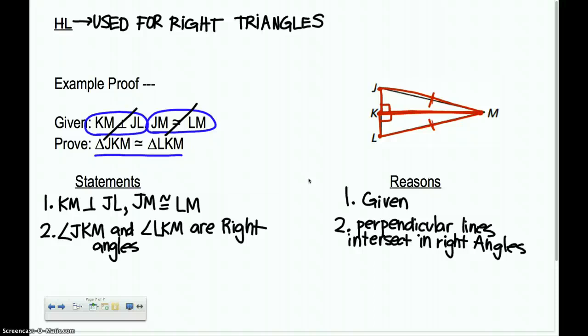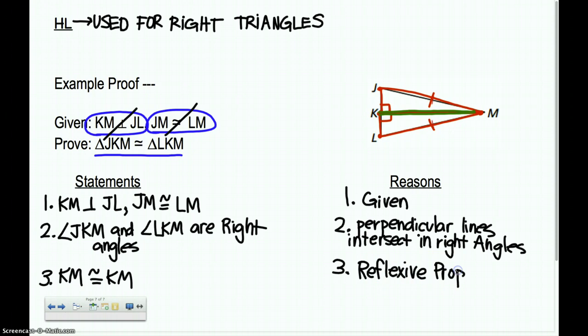Well, we can easily see that we have an overlap. KM happens in both triangles, which means if it occurs in both, it's congruent in both. KM is congruent to KM. Why? Oh, the reflexive property. We can use the reflexive property when we have that overlap, because reflexive means that it's congruent to itself. It's the same in both triangles.